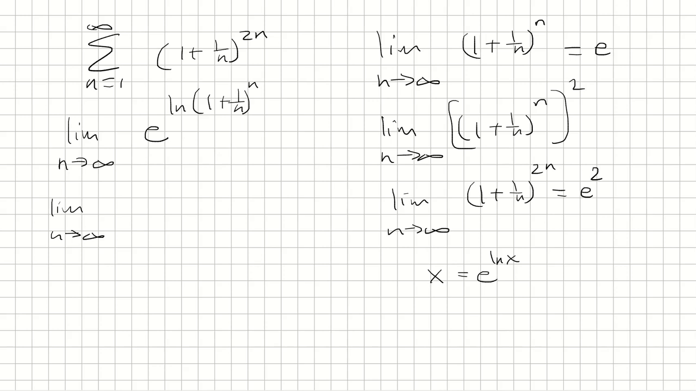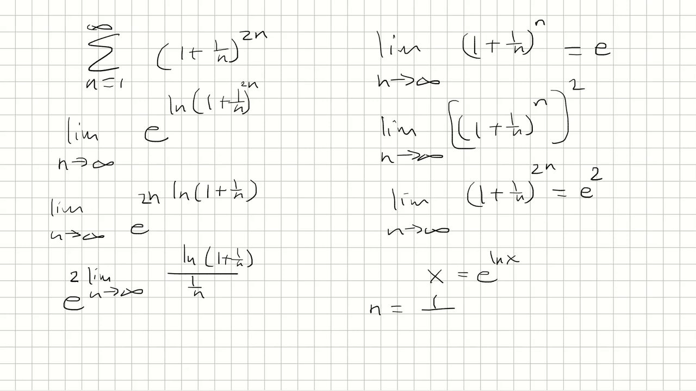Okay, the next step is to bring down the exponent. So we have n times ln of (1 plus 1 over n). And I'm going to switch the limit and the e, so the limit is going to go on top of the exponent. And I'm going to put n as 1 over 1 over n. I forgot the 2 here, so let's bring the 2 as well. And then the 2 could just come outside here. So what I said here is n is equal to 1 over 1 over n.